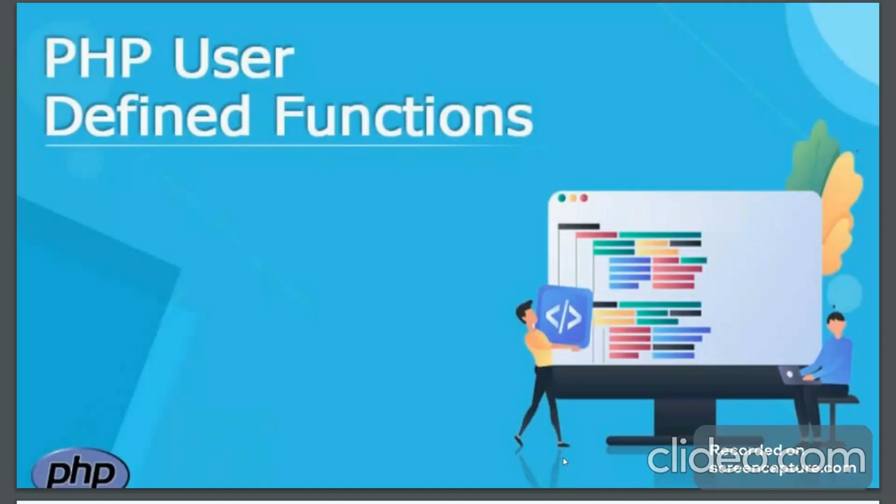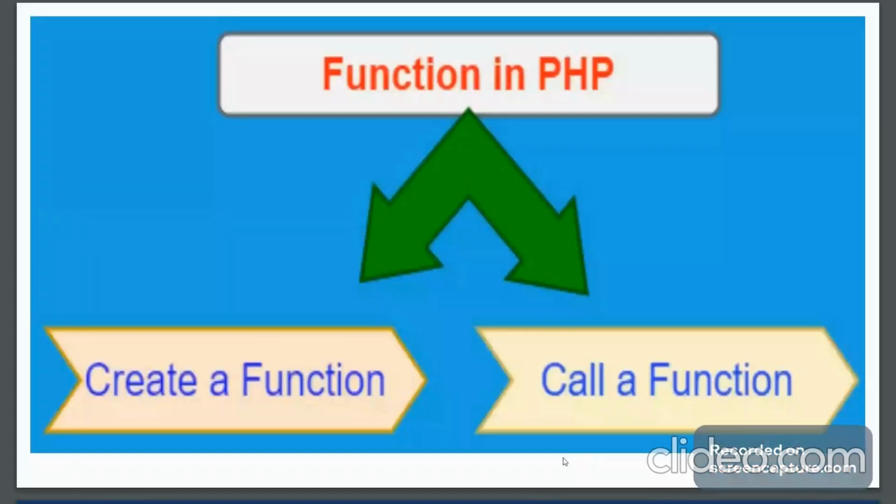Now we will see about user-defined functions in PHP. There are two things that we need to write when we want to define a user defined function. We have to create a function, that is the definition or the function body, and the second part is we need to call the function. So defining a function and calling a function are the two parts that we need when we want to write a user defined function.